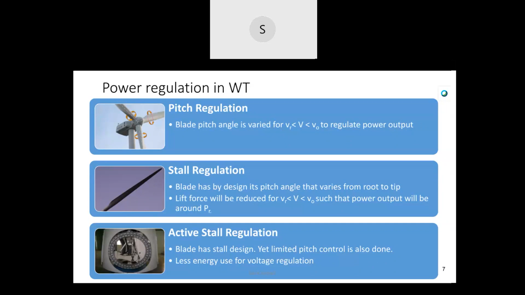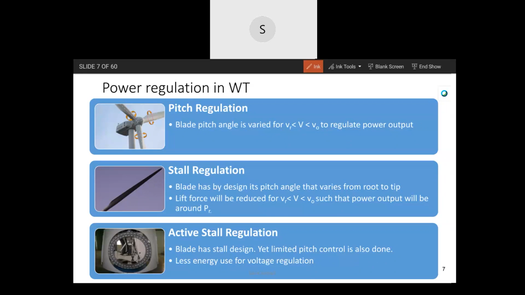The blade is designed such that from its root to the tip, the pitch angle will not be the same. There will be twist along the blade, and as a result, the angle of attack, in the language of aerodynamics, the angle of attack means at what angle the wind is coming onto the blade cross section, will be varying. When the angle of attack exceeds beyond a limit, the lift force will come down. Making use of that aerodynamic principle, blades can be designed.